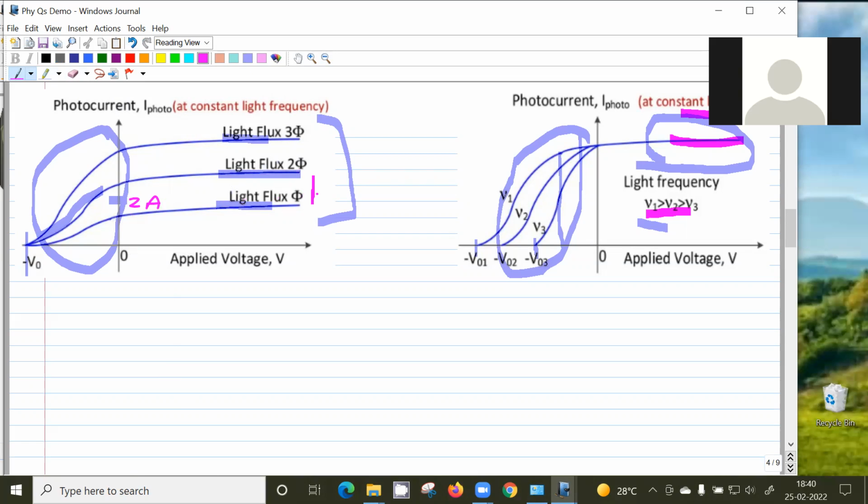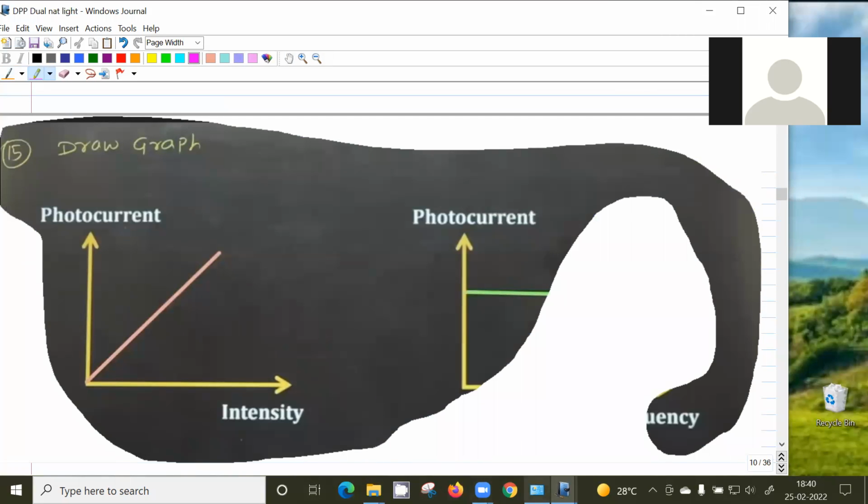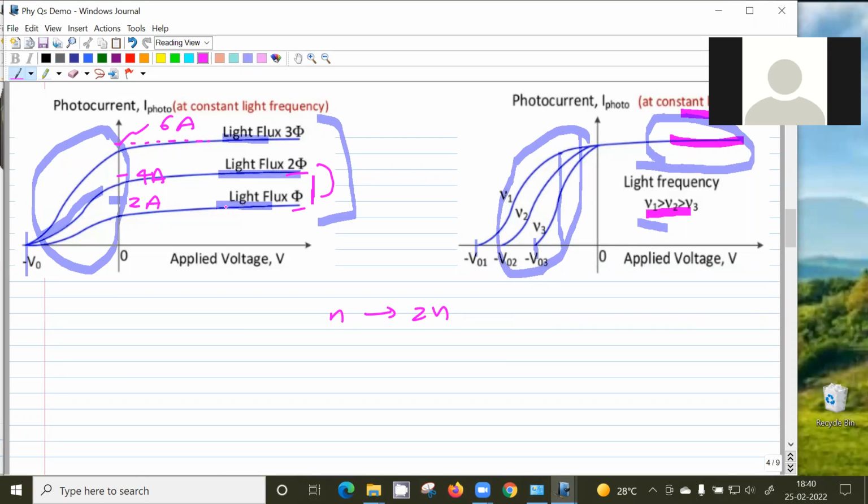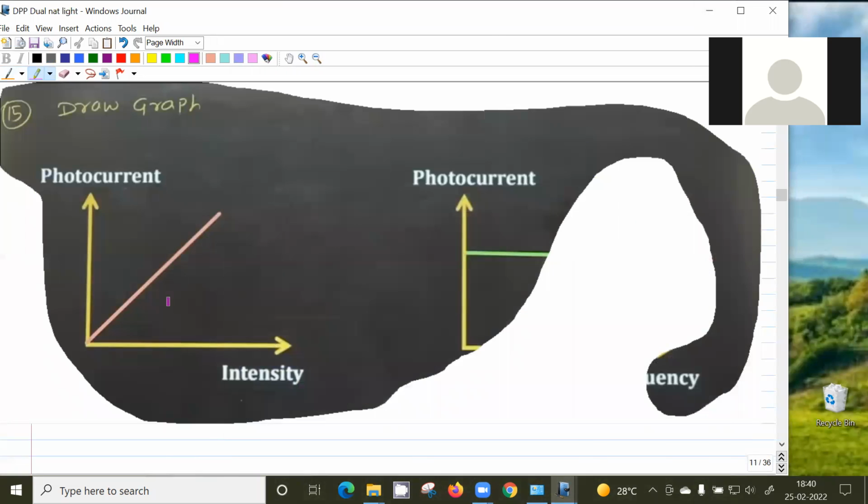The intensity is double, so that means n has become 2n. The number of photons hitting the emitter plate has become 2n. So the number of electrons doubles and the current will double. So this will be 4 amps, and this one 6 amps. So this increase is a straight line variation. When the intensity doubles, the current also doubles.